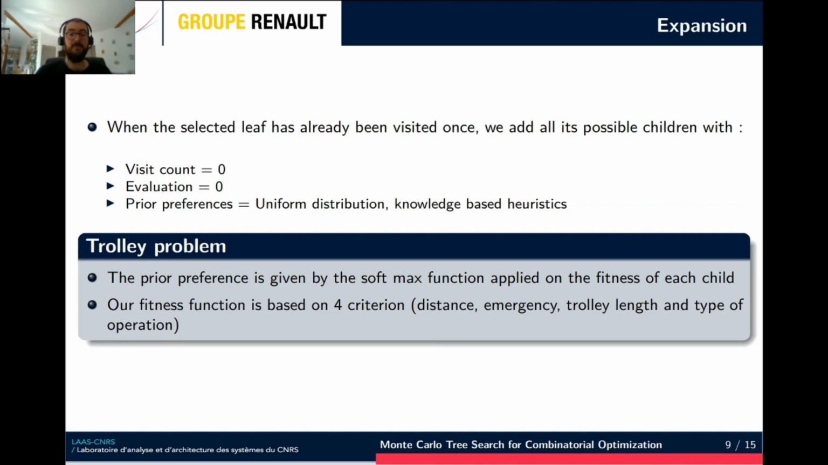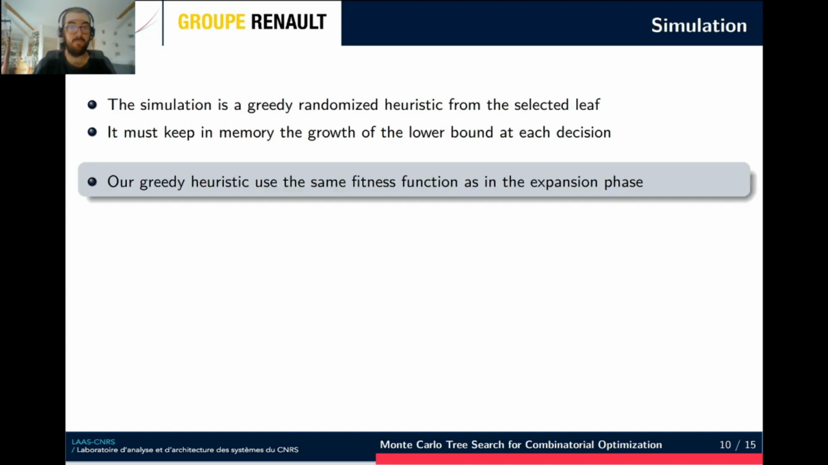After that, we have the expansion phase. We propose to add all the children of the selected node at once. We initialize the visit counts, the evaluation, and we define here the prior preferences. These preferences must be in the form of a probability distribution over the children. If you don't have such a distribution, you can use a uniform distribution. For our problem, we have a fitness function for each child, which is a simple linear combination of 4 criteria: the distance of the operation from the current place, the emergency according to the due date, and 2 static criteria, the length of the trolley and the type of operation, which is either a pickup or a delivery. And we turn this into a probability distribution with a softmax function.